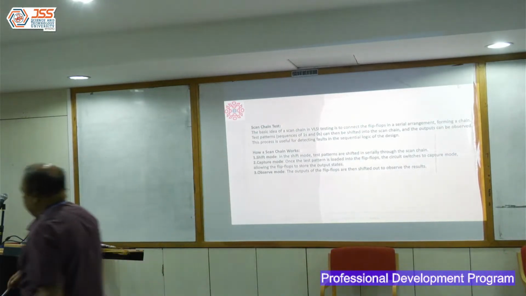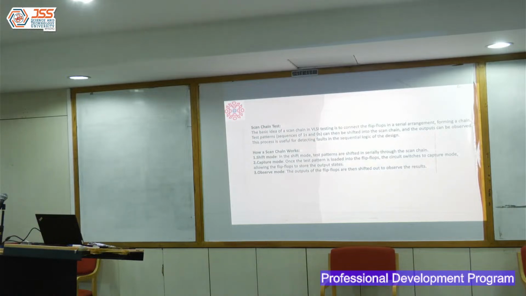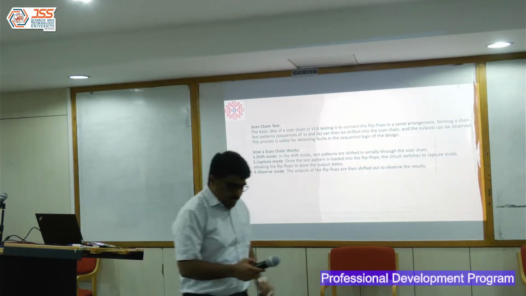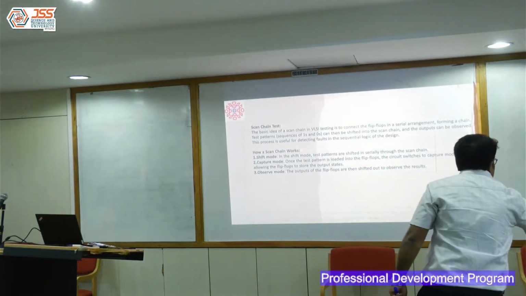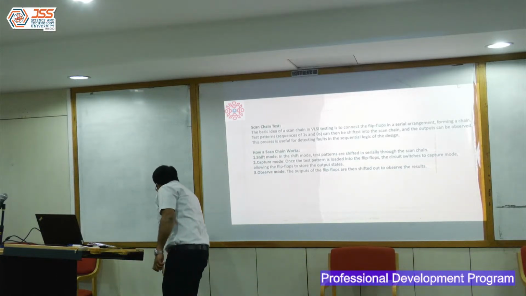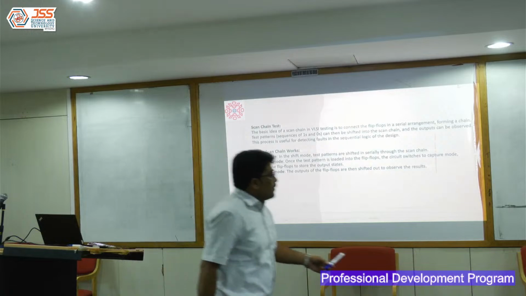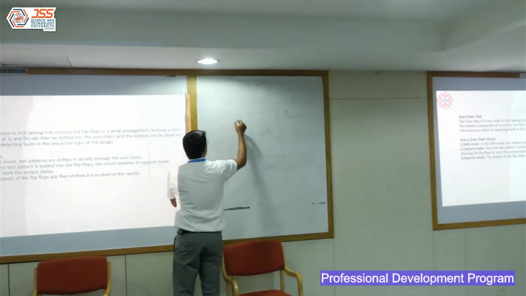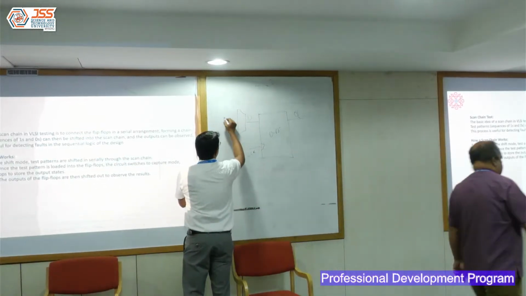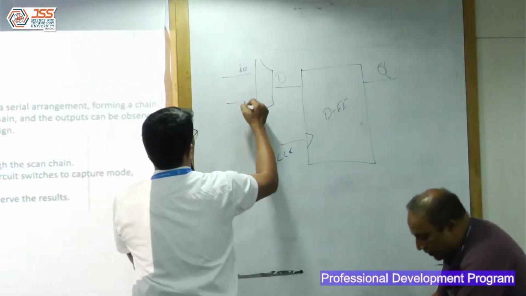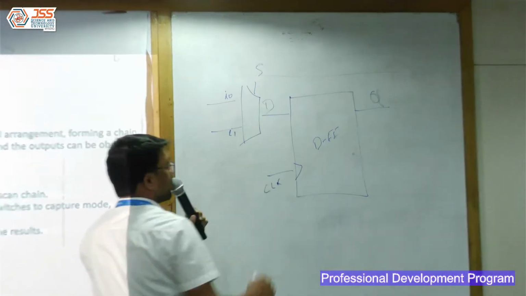So this is a simple DFF. I've written D, Q and clock. Now, to make this particular flop a scannable flop, I add a mux here. This is a 2:1 mux. So this is my I0, I1 and this is my select line.